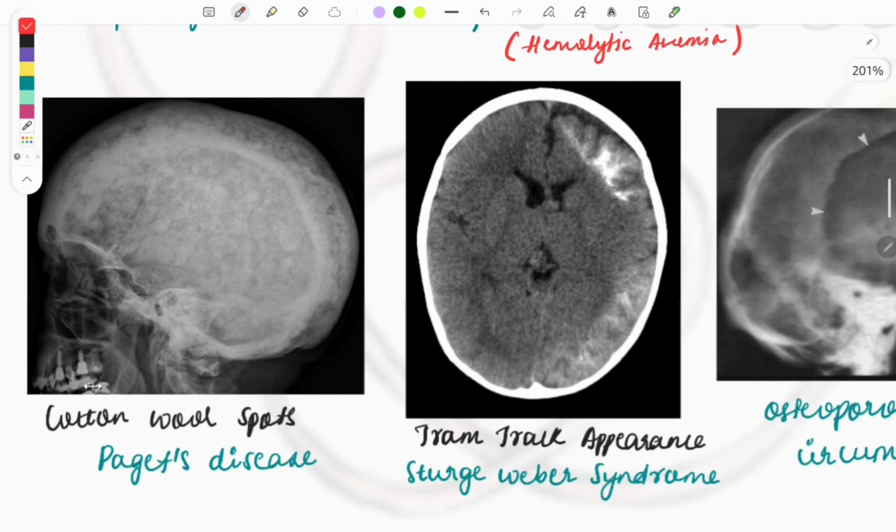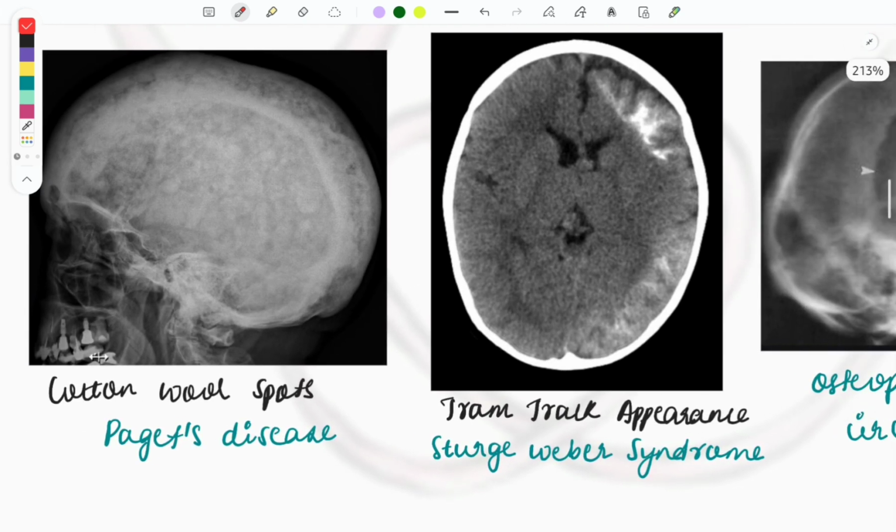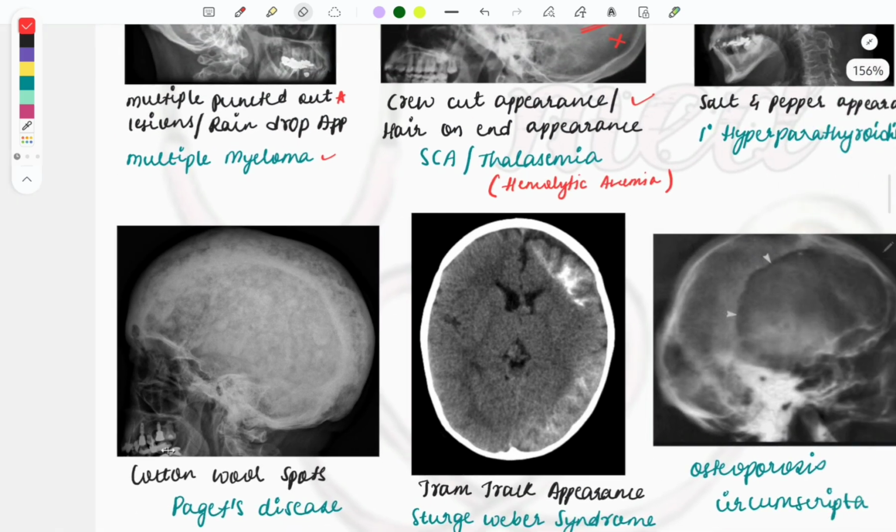Okay, then the next image, you can see here the cotton wool spot appearance, multiple big spots like this. So this is called a cotton wool spot. See, I know this is a little bit confusing.